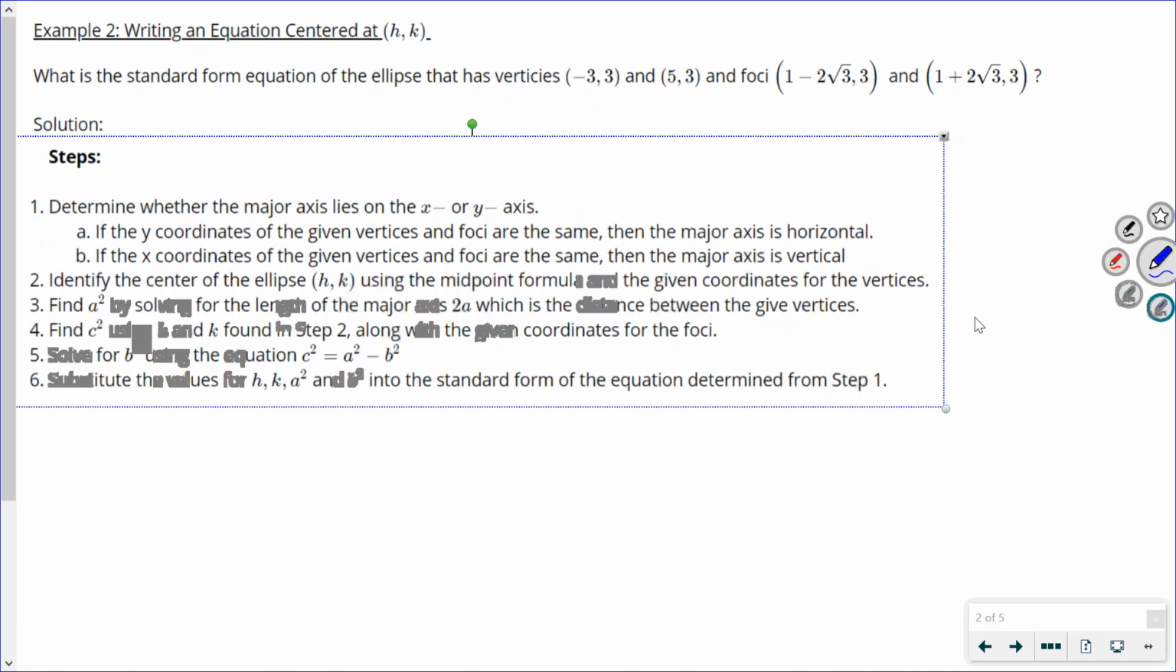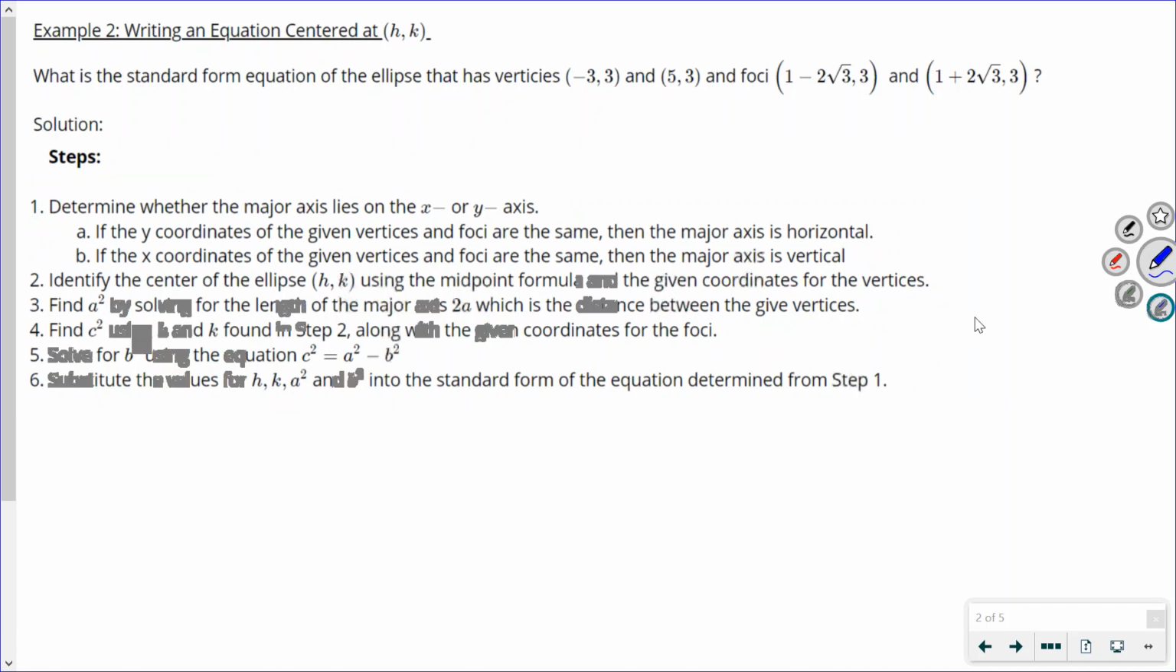Number one, we need to determine if the major axis lies on the x or y axis, so deciding if it's horizontal or vertical. If the y coordinates are the same, then the major axis is horizontal. So let's look at our vertices. The y is the same, x is different. So if the y of the vertices and foci are the same, then the major axis is horizontal. Since this remains unchanged, this is horizontal.